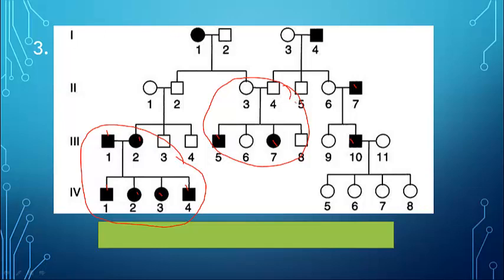So we know that it must be recessive, and it's most likely autosomal recessive because it is affecting these 2 individuals at the same rate. Both males and females are going to be affected.